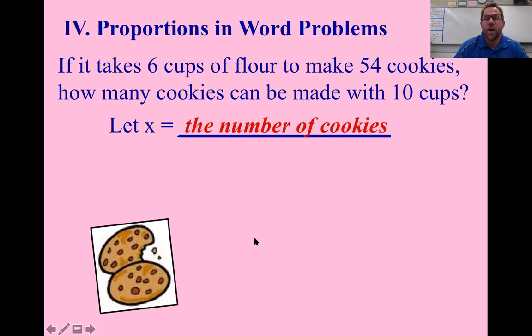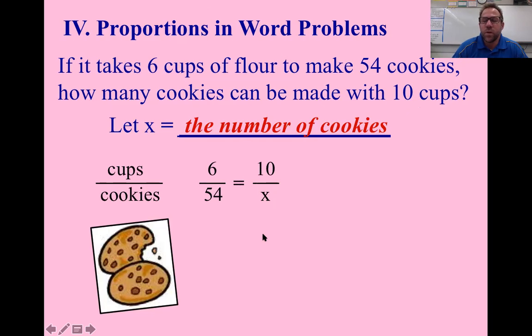Now we have to figure out, well, what categories are we working with? So we're working with cups and cookies, right? So we have a ratio. It takes 6 cups to make 54 cookies. So we first want to do 6 to 54. Okay, and then it says how many cookies can be made with 10 cups. So where are we going to put that 10? Is the 10 going to go upstairs or downstairs? Well, since it's 10 cups, we want that 10 upstairs, which means we'll have an X downstairs.